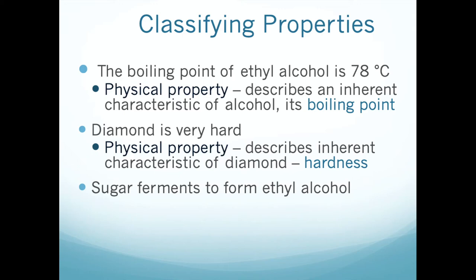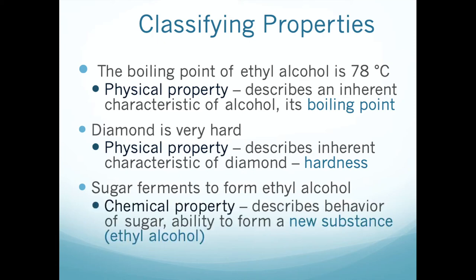It's still a diamond. Sugar ferments to form ethyl alcohol. Here we're starting off with one substance, sugar, and we're winding up with another substance, ethyl alcohol or ethanol. These are not different forms of the same thing. It's not like liquid sugar is ethyl alcohol. They're two completely different substances. So this is a chemical change that we're seeing. So this is obviously a chemical property, and that's the ability of sugar to ferment into ethanol.